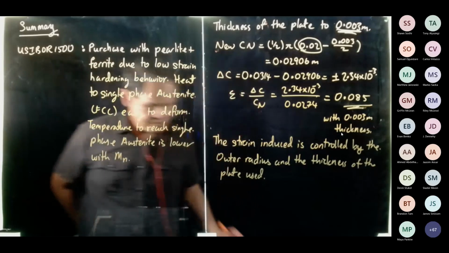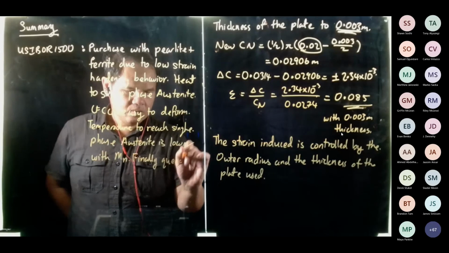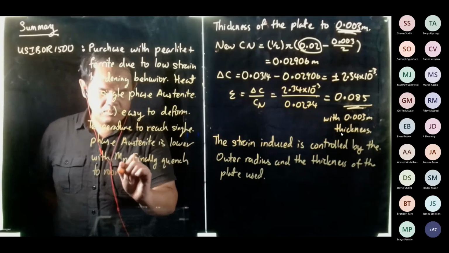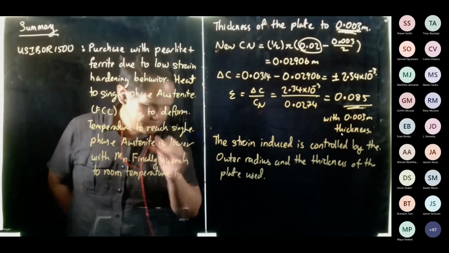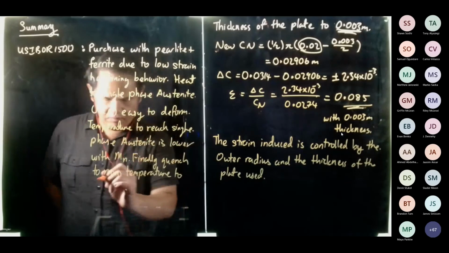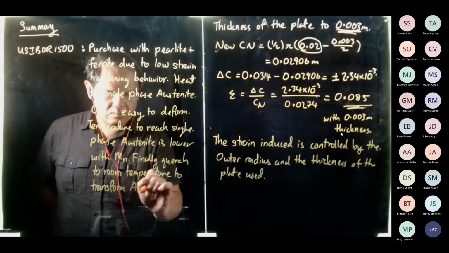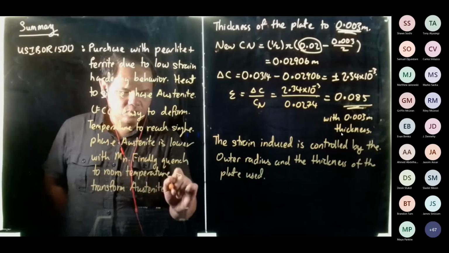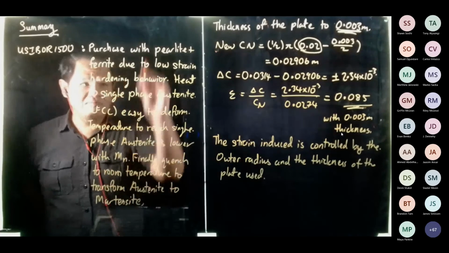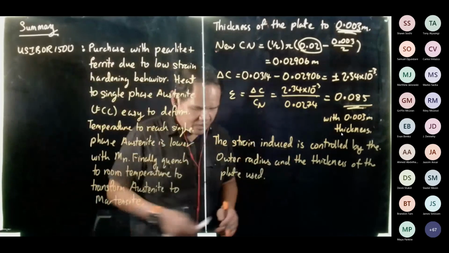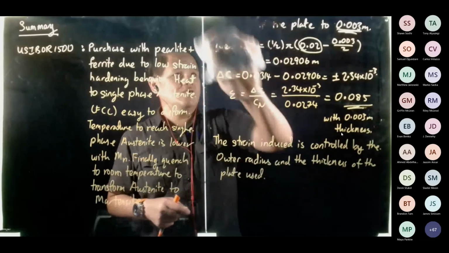And finally, quench to room temperature to transform austenite to martensite. So this is how we process it. And you guys will have all the knowledge, all the keys behind you for dual phase steel from all these 3 case studies.